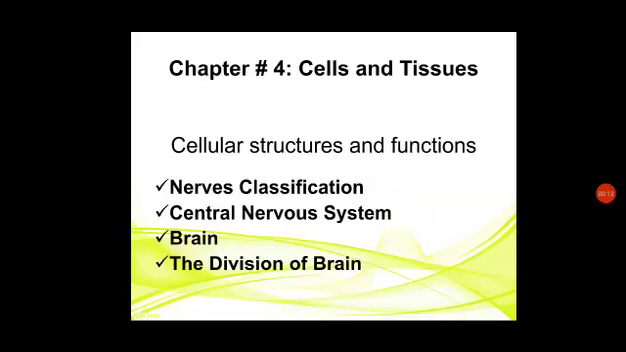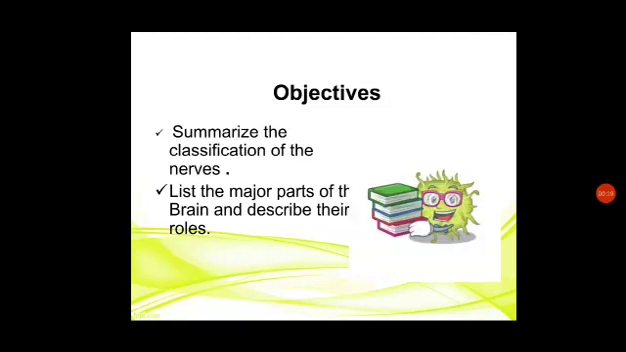Today's topic: nerves classification, central nervous system, brain and the division of the brain. Here are some objectives: to summarize the classification of the nerves and to list out the major parts of the brain and describe their role.